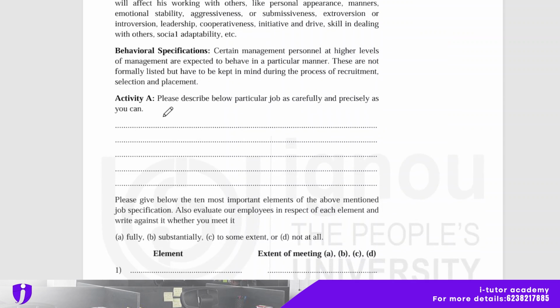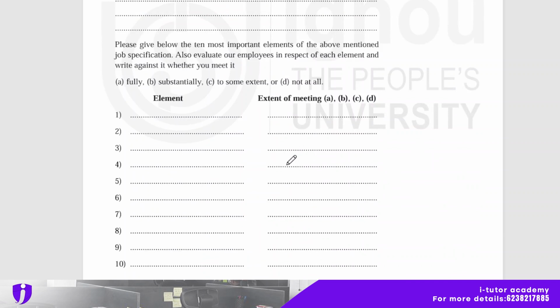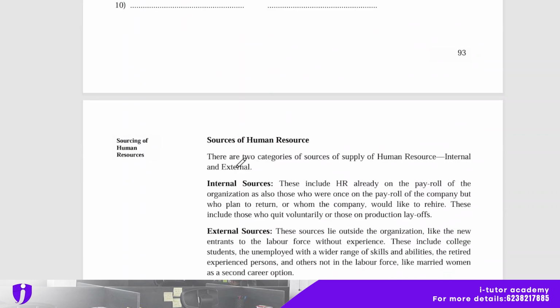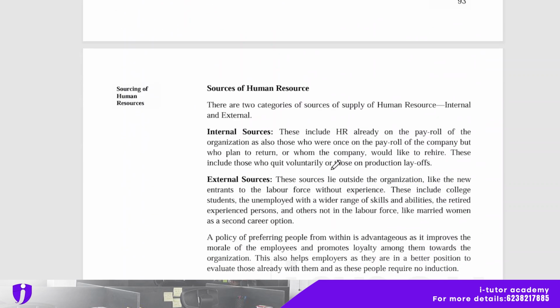And next is behavioral specification. Certain management personnel at higher levels of management are expected to behave in a particular manner. These are not formally listed but have to be kept in mind during the process of recruitment, selection, and placement. So these are the activities related to this, so you can do it your own way. In your IGNOU material it is there, you just refer to that.